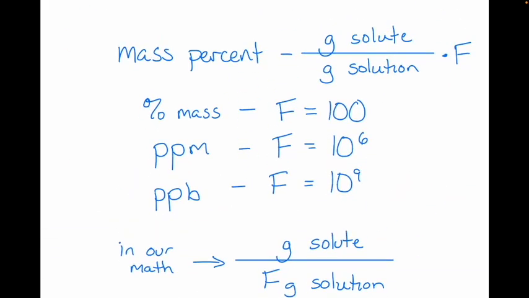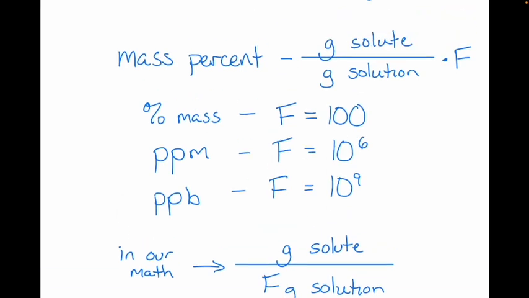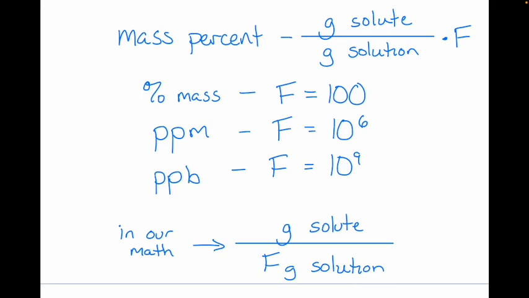All right, so just to remind you, this is one of these mass percents here where you take grams of solute divided by grams of solution, but they're all multiplied by this factor F. For percent mass, it's a percent, so F is 100. For parts per million and parts per billion, that factor F is 1,000,000 for parts per million and 1,000,000,000 for parts per billion. That's where those terms come from, right? And then when you're going to take that and use it in your math, you need to put the grams of solute over that factor F grams of solution. So in the case of our percent mass, that's why we use that 100 grams of solution in our math.